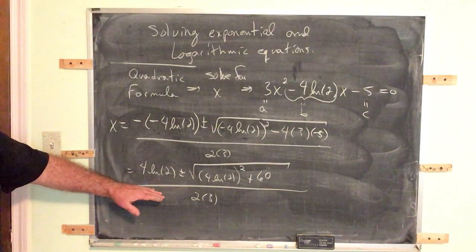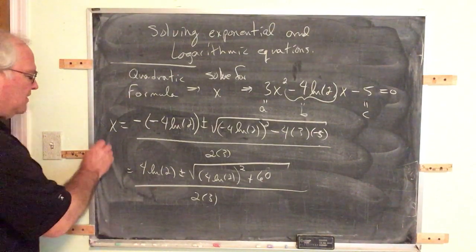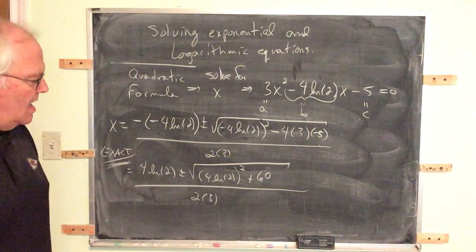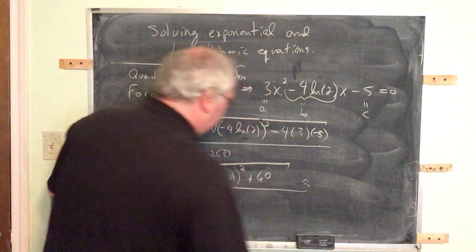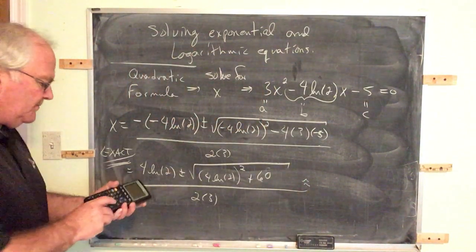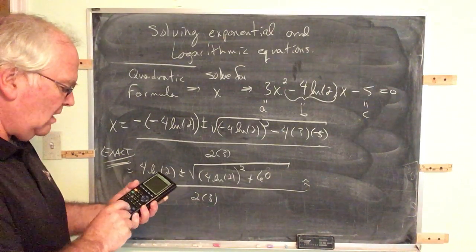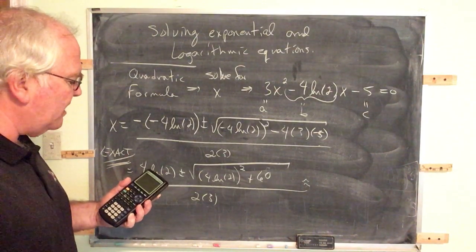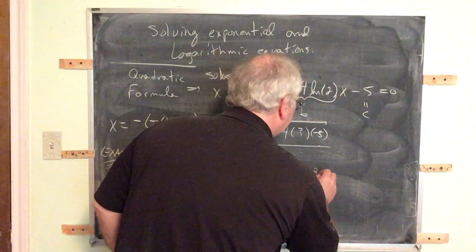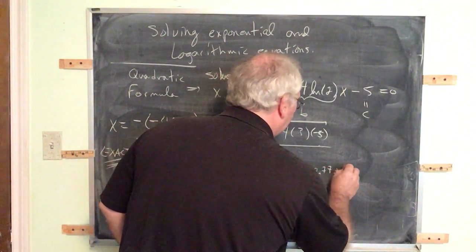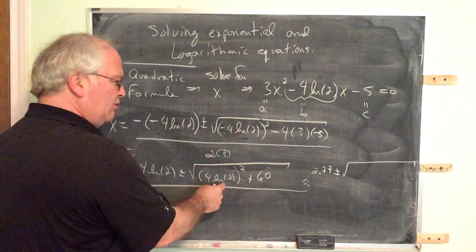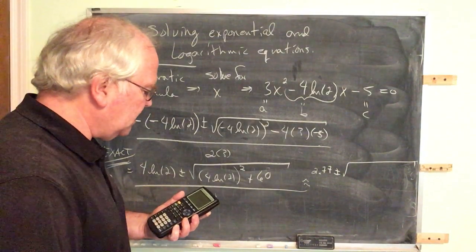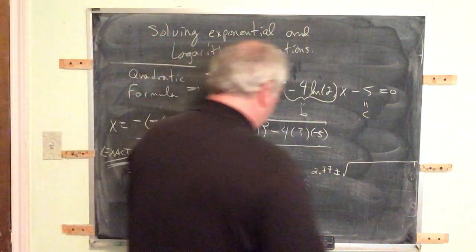And then once we have this, this is the exact value. When we talk about exact values, that's without computing these. But now we can say this is approximately equal to, and now we can get a decimal approximation. So I have 4 times the natural log of 2. I'm going to use a 2 decimal approximation, 2.77, plus or minus the square root of, this is now 2.77 squared, and I'm going to approximate that 6.69.